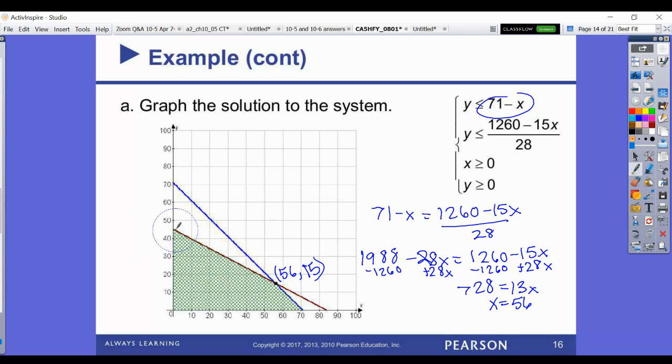If I bought 45, that's the point 0, 45. So if I bought 0 of one kind, 45 of the other, that's okay, but am I going to make the most money? I don't know. So then what you would do is take these points that we have, 71, 0, 0, 45, 0, 0, and my intersection point, and we would plug them into something called a profit function.